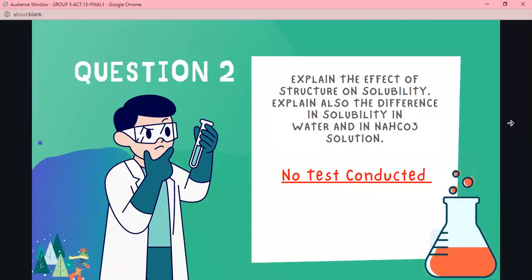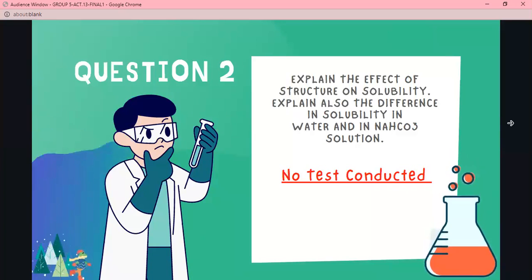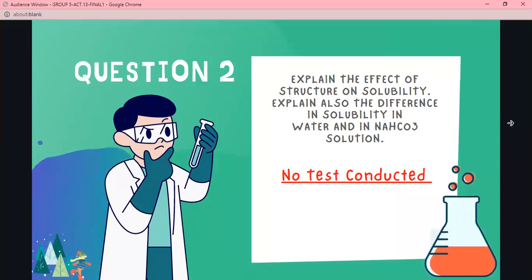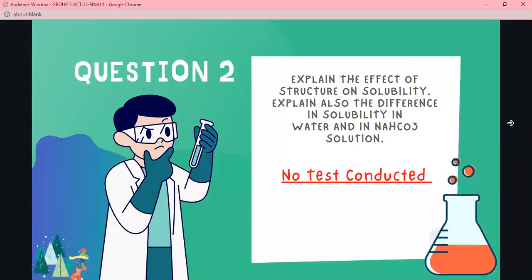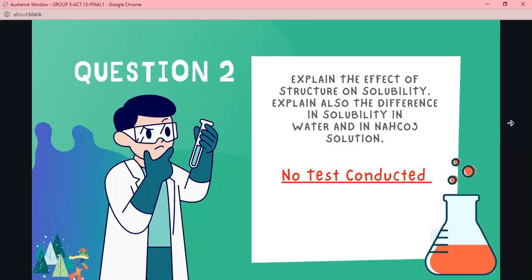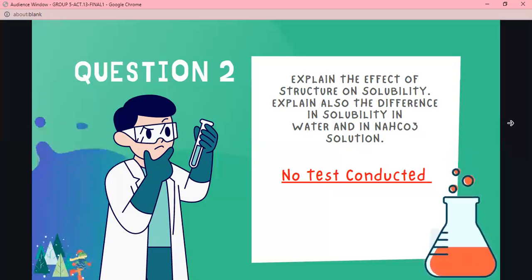And for the follow-up question, explain the effect of structure on solubility. Explain also the differences in solubility in water and in sodium bicarbonate solution. There were no sources that can be found for the latter, but when it comes to how structures affect solubility, two substances will often dissolve in one another if their molecules have very similar structures and, as a result, comparable intermolecular interactions. Two substances with distinctly different molecules won't randomly mix.